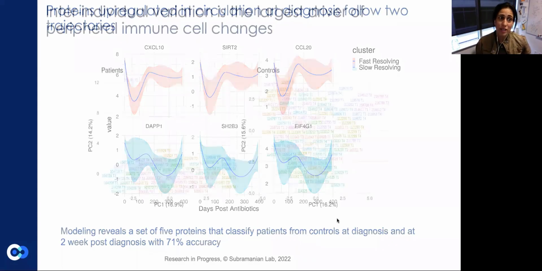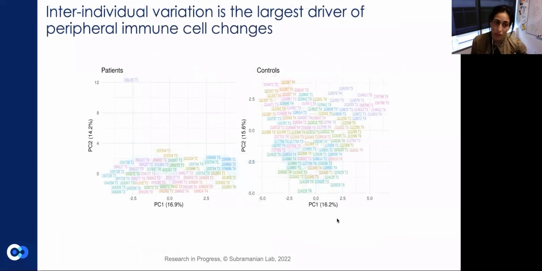So then if we look at the cells in the blood, this is just flow cytometry data that was collected on about 45 different immune cell populations. Basically, the gist here, without going into all of the data, is that there is a striking lack of peripheral changes during Lyme disease.